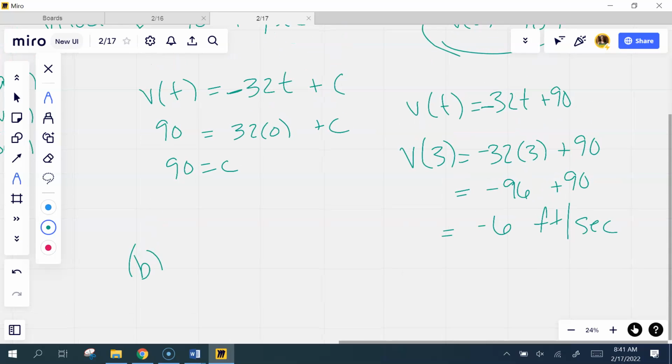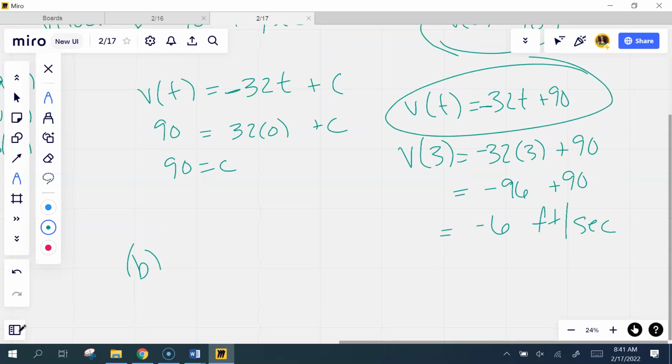So here's what we're going to do. I want to go to position, and I want to know when position is 0, because position tells me where. And if it's 0, it's on the ground, right?